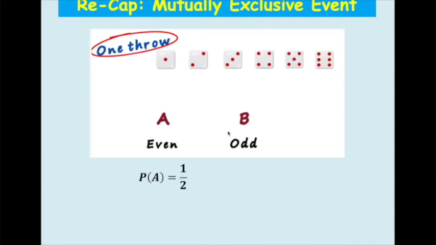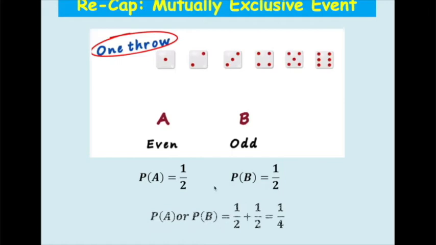And the probability of event B, that means the probability of getting an odd number, is also equal to 1/2. And of course, in one throw, we cannot get both. We can only get an even number or an odd number, so we cannot have both. That's why it is called a mutually exclusive event. Either you get A or you get B.